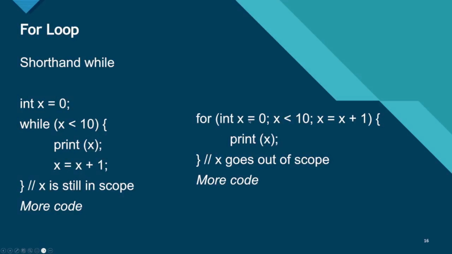Well, the for loop changes things so that the entire set of state being used inside the loop is in one line. So in this case, we do for, and then we do our initialization, int x equals 0, semicolon, x less than 10, semicolon, x equals x plus 1. Now, hopefully you can already see how these two things map to each other. So we've got initialization, condition, iteration.